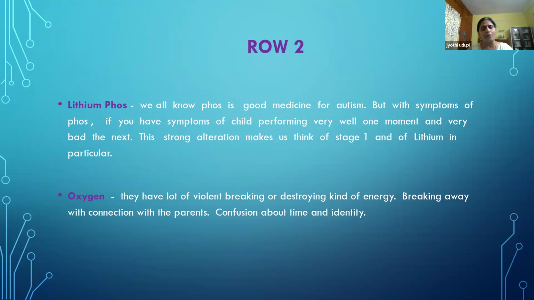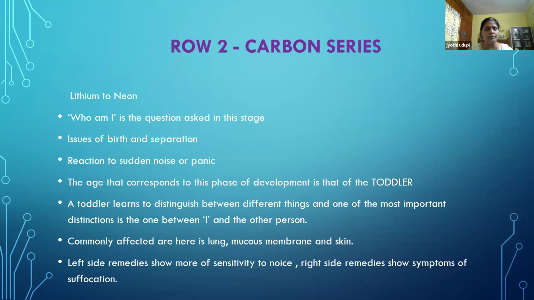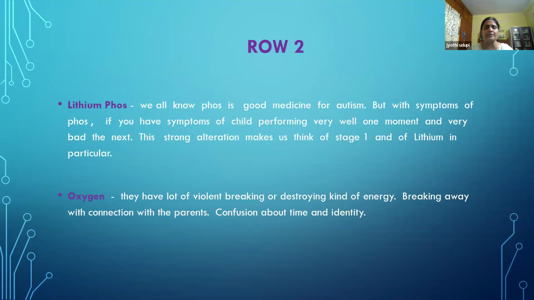Oxygen. They have a lot of violent, breaking or destroying kind of energy. Breaking away the connection with the parents, confusion about time and identity. As I told you, the last line, right side remedy shows symptoms of suffocation. So oxygen comes on the right side of the row too. That is why the patient is talking about breaking away the connection with the parents, because she or he is feeling suffocated.